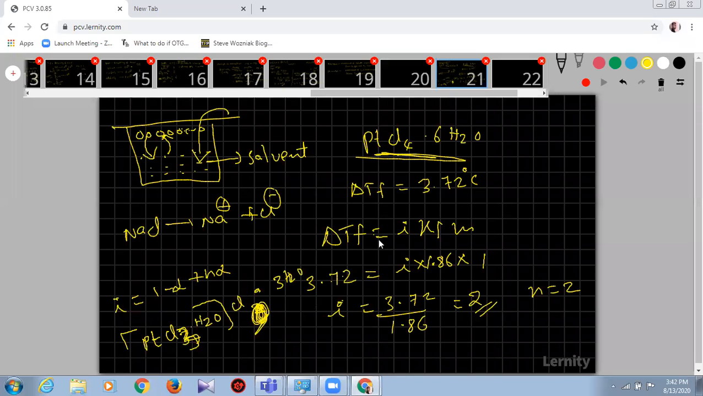Not more than 2 ions. So 1 Cl would be outside, and the total complex would be 1 ion. Then how many ions will you get? 2 ions only. Then this formula will match.